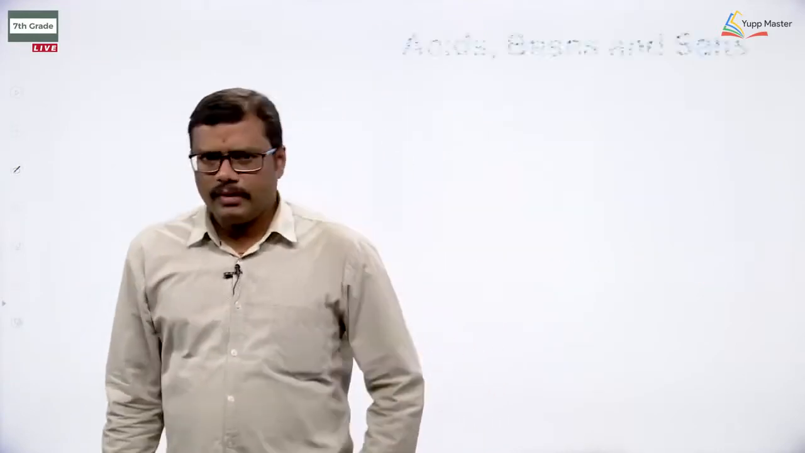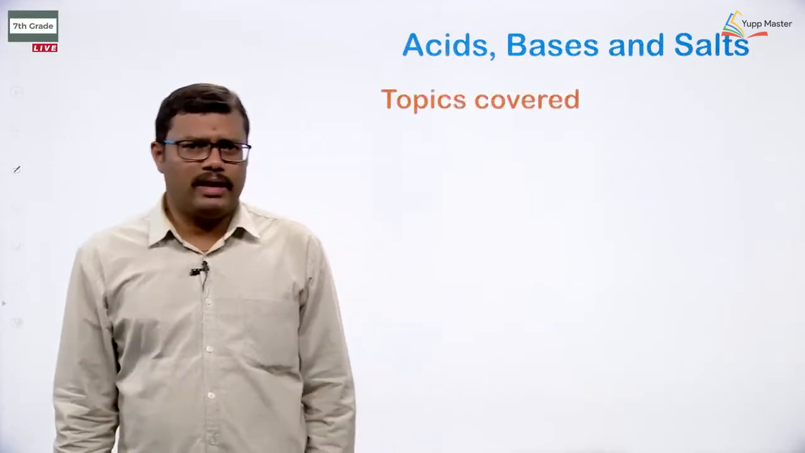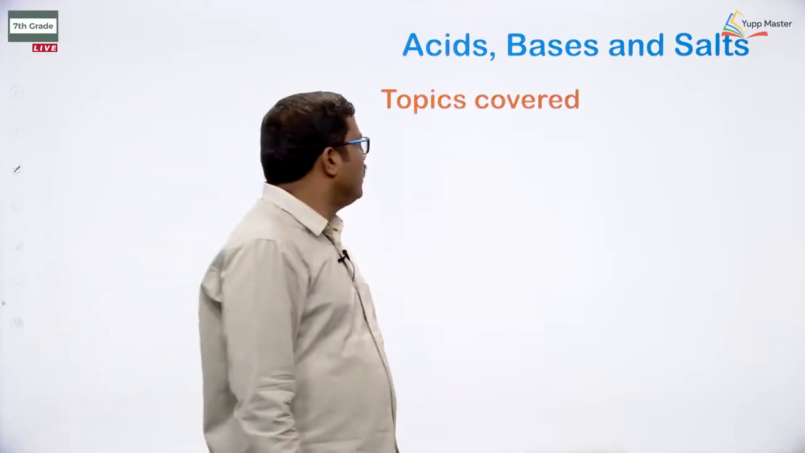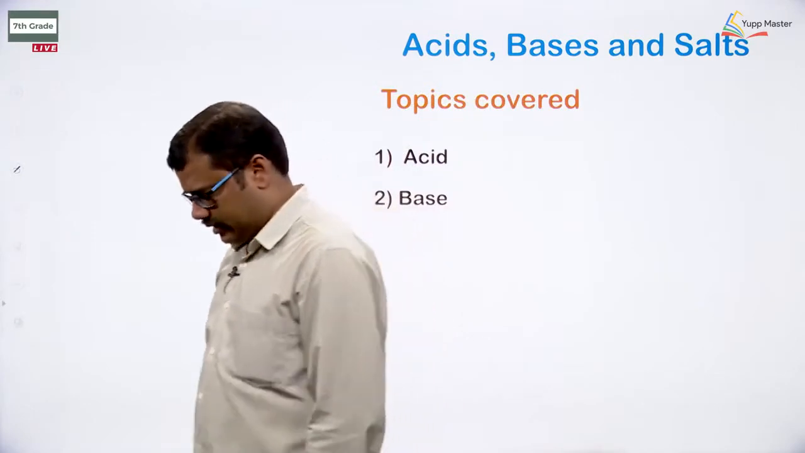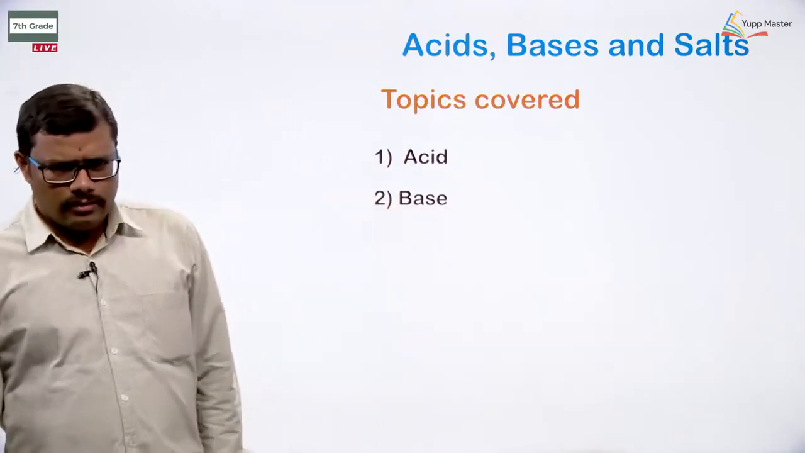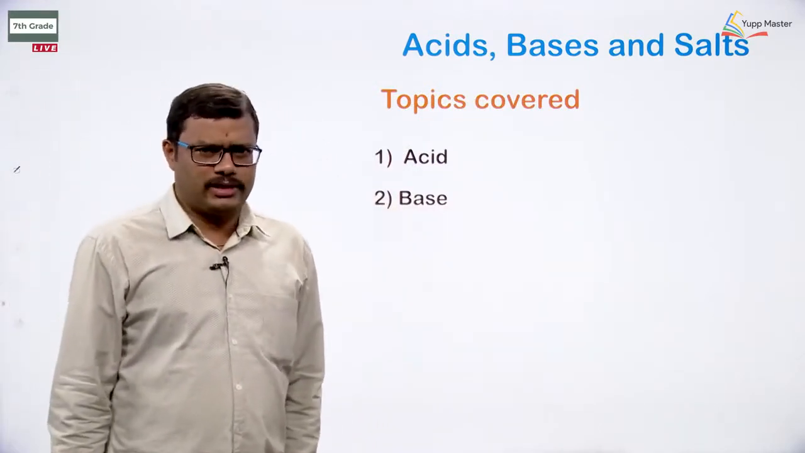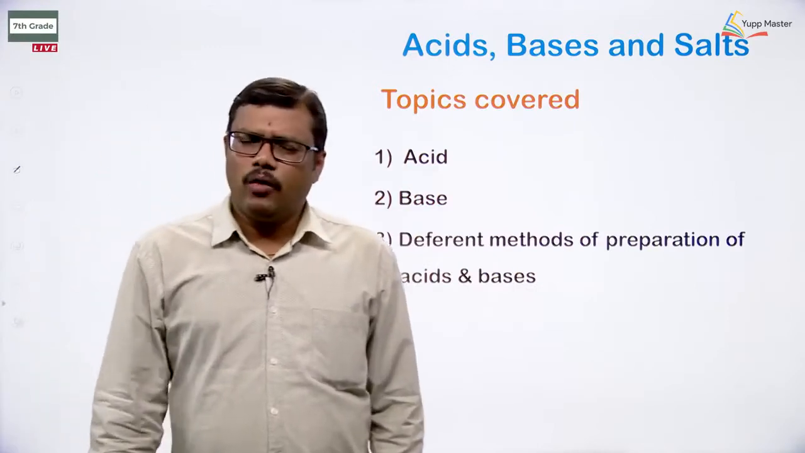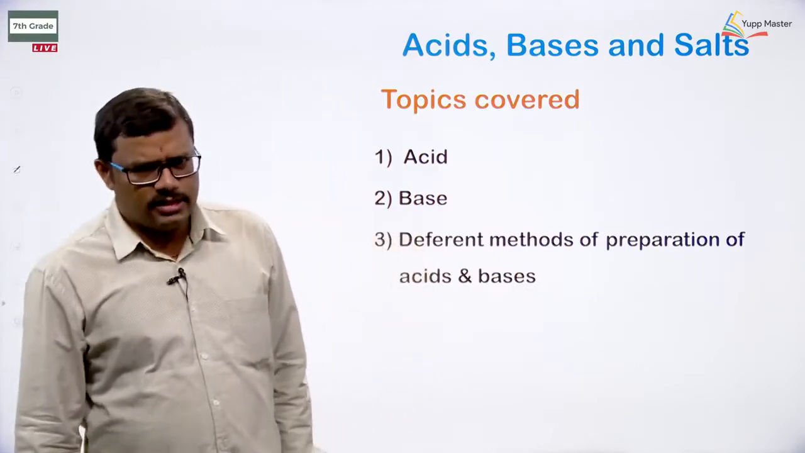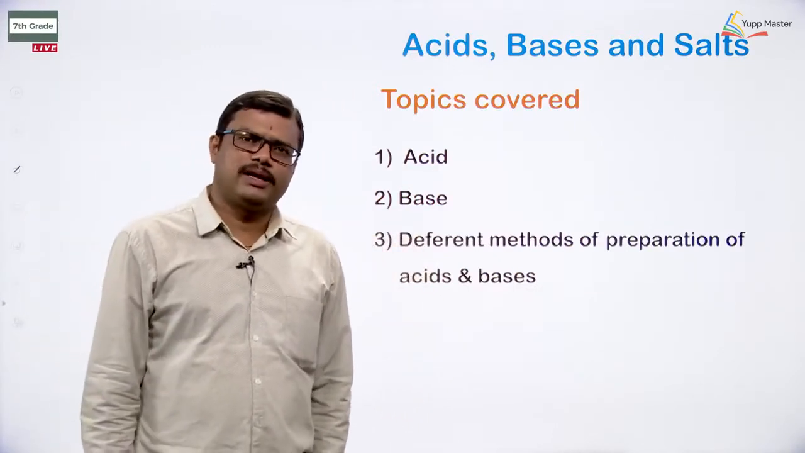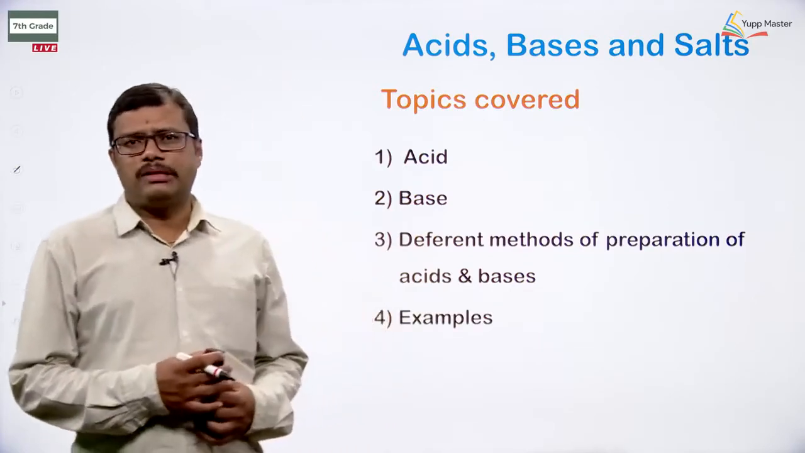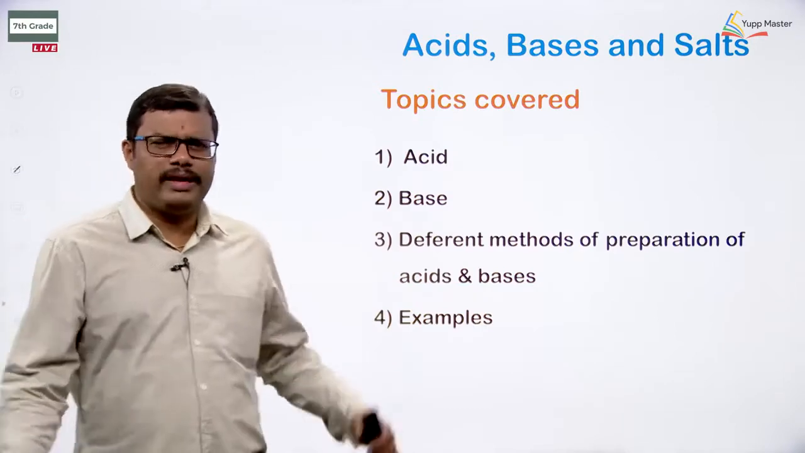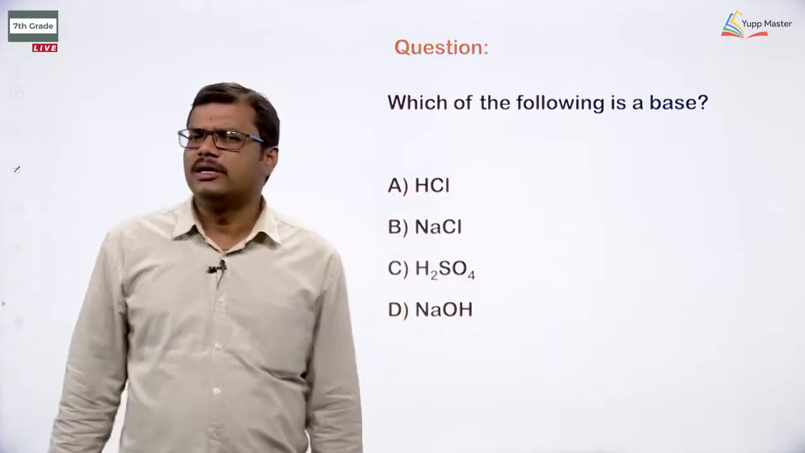And when you look at the next topic, acids, bases and salts, here we are going to discuss what an acid is, what a base is, and the different theories proposed regarding acid and base explanations. Based on that, we see how to differentiate acid and base, the different methods of preparation of acids and bases, and we will discuss many examples pertaining to acids and bases.